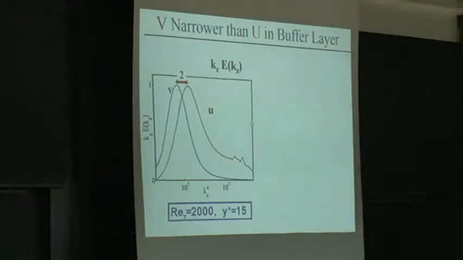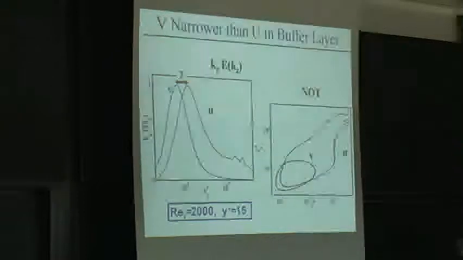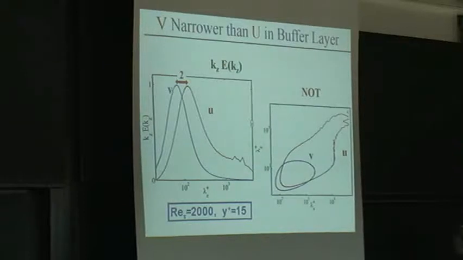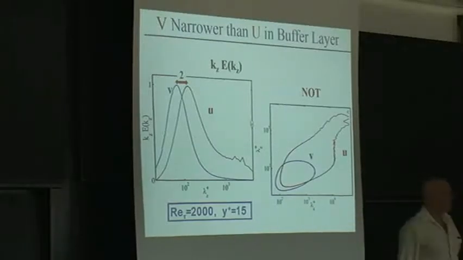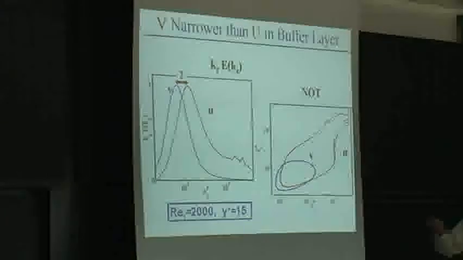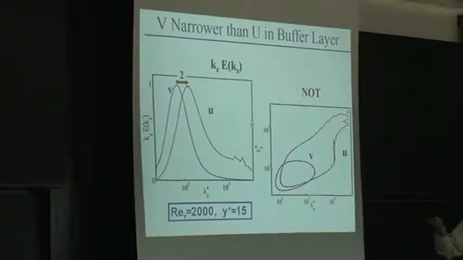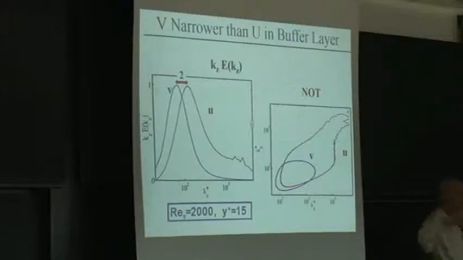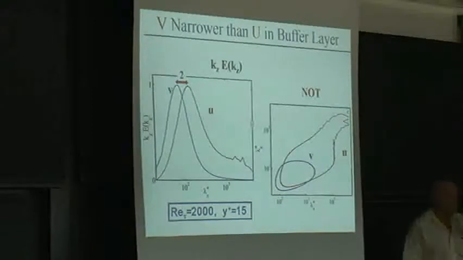And the reason is because it is not. When you look at the spectra of v and the spectra of u, v and u are created at the same place. But then u, the streak, keeps getting longer and wider and meandering and doing all those things. And v does not. v dies almost immediately.